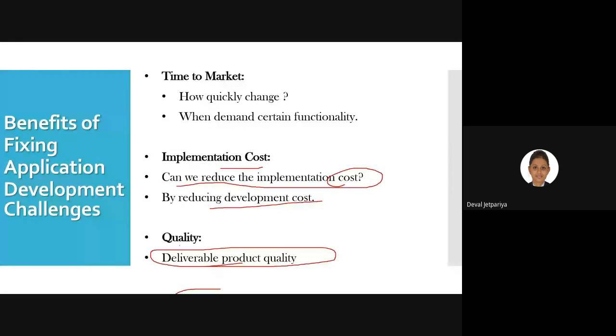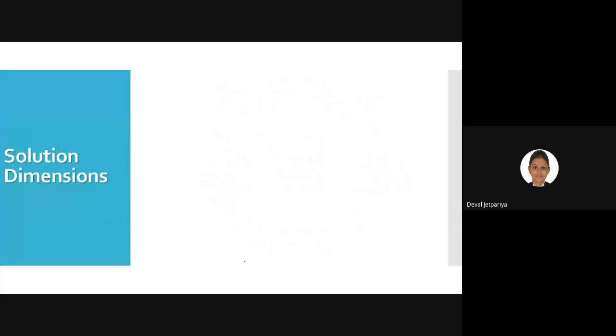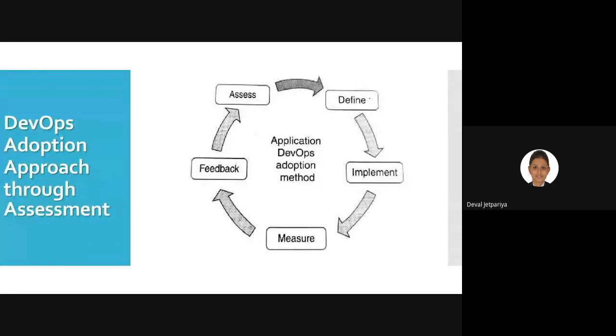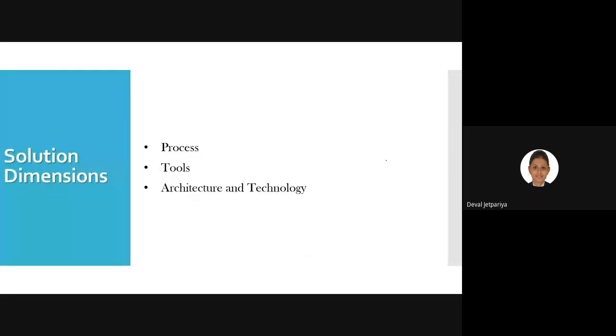After that, the approach which we are using through this assessment. Say, for example, in DevOps, we start with define, then after define we start implementation. After that we measure various solutions and efficiency. The same feedback we are transferring and later on we are assessing the same approach. So this is how DevOps adoption happens during this entire method of assessment. Now here they have written the solution dimension, that is, on which dimension DevOps can work for betterment. First is various processes, second is various tools, and third is architecture and technology. So these are the phases on which DevOps can start its work.